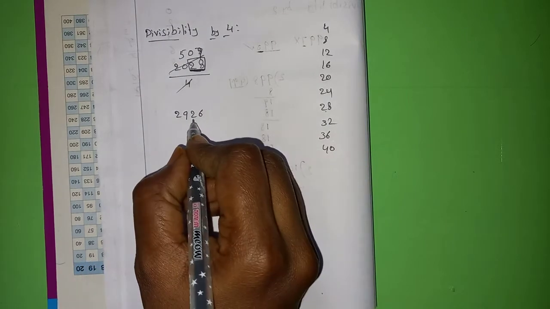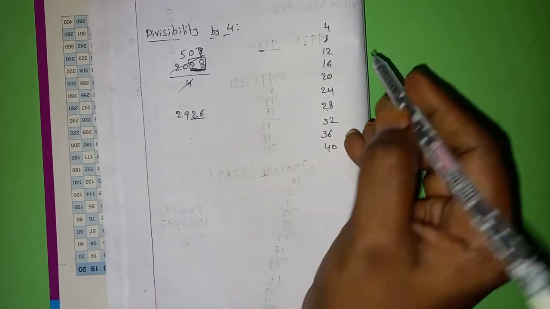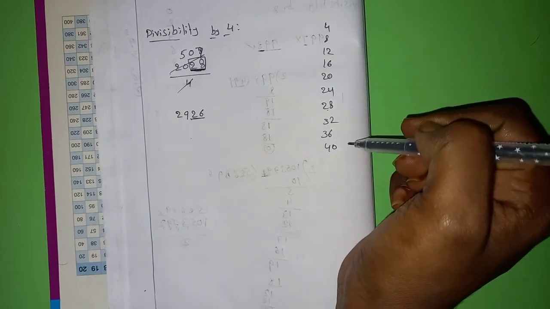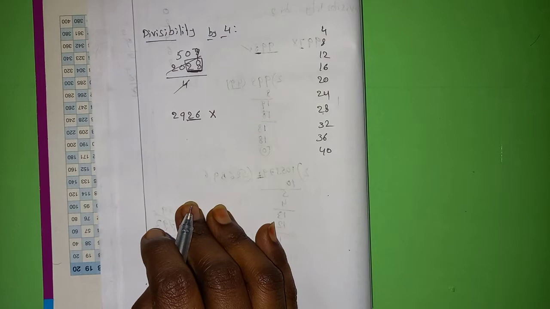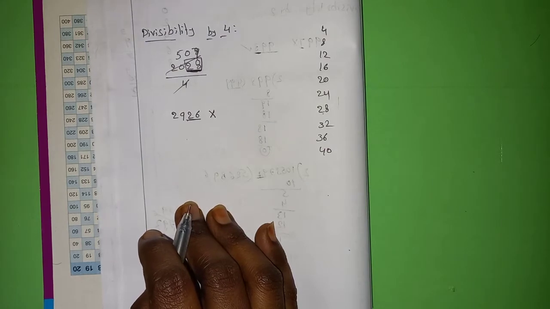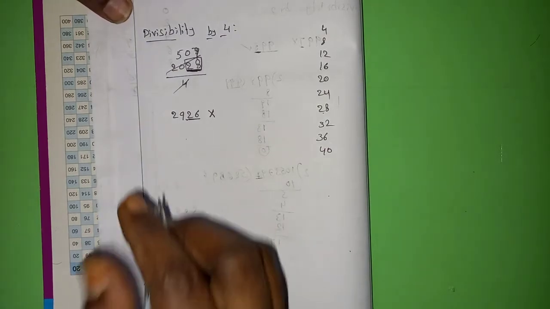2926. Is 26 divisible by 4 or not? No. So this number is not divisible by 4. Like that you have to check. Next.